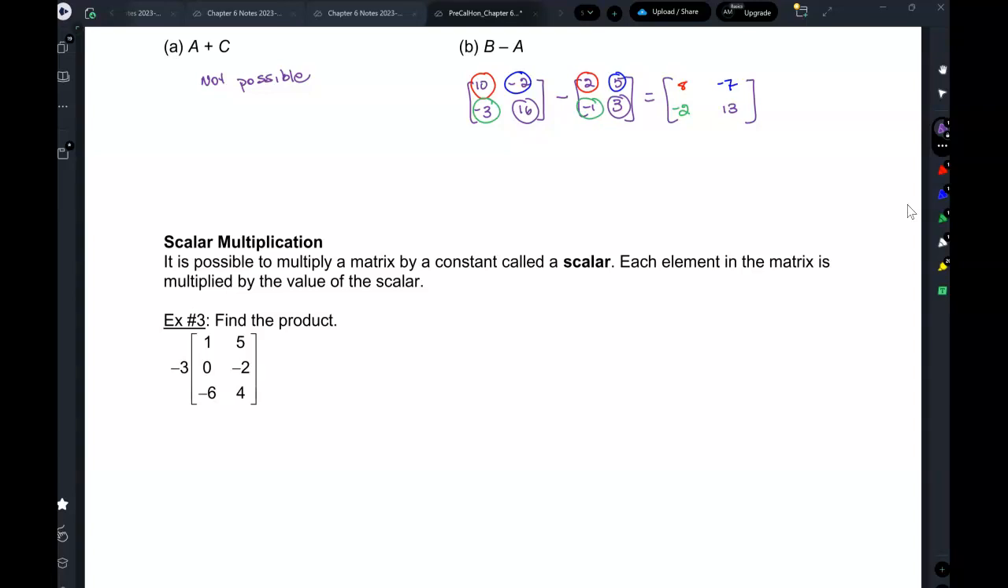The way in which you do that is, again, very, very simple. If you're multiplying negative 3 times this matrix, negative 3 is that scalar number. You literally just multiply it to every single number in there. So it'll be -3, -15, 0, 6, 18, -12.